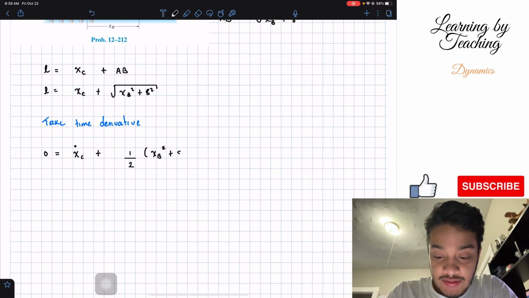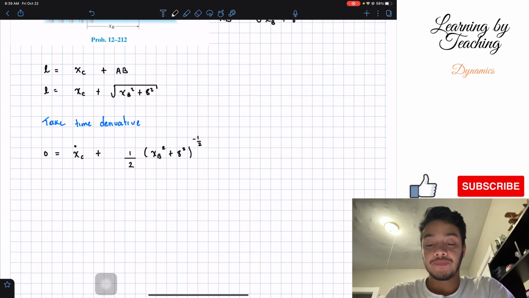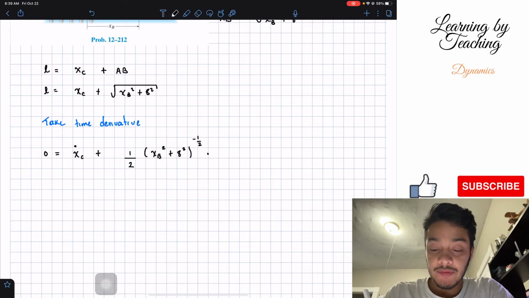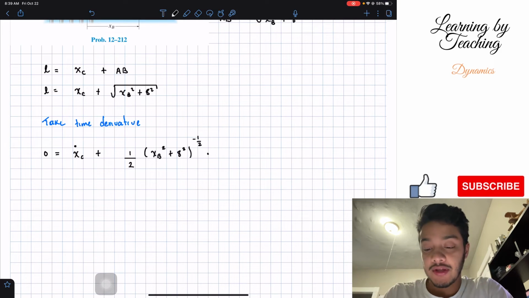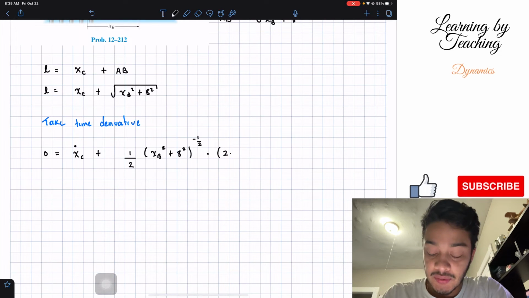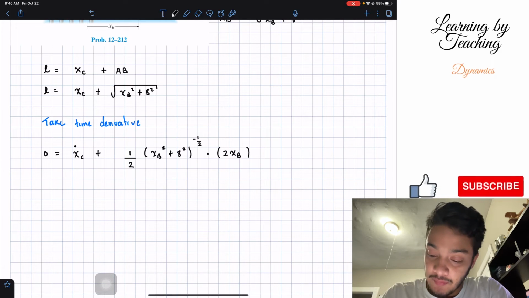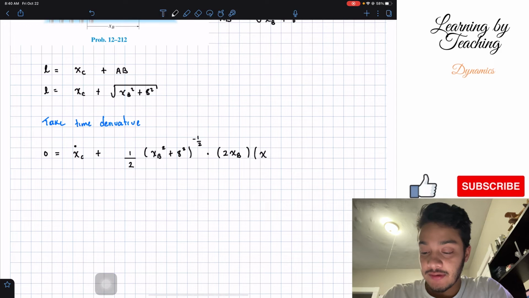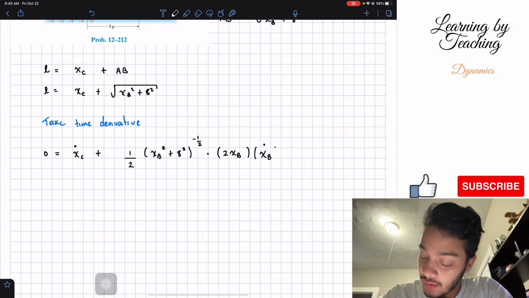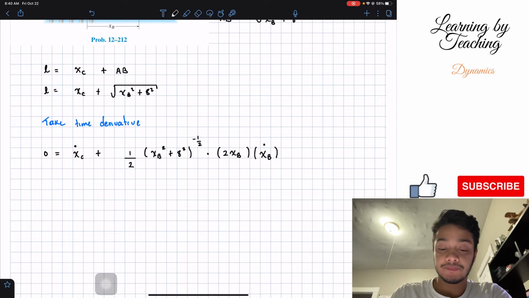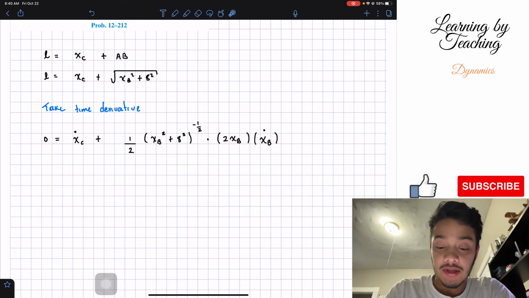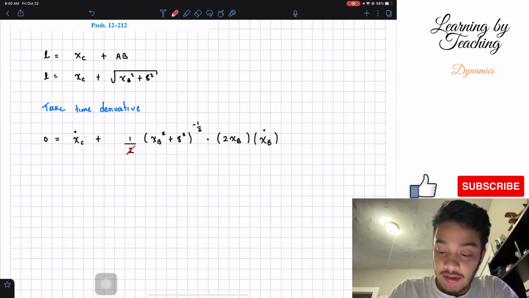we keep everything inside the parentheses the same, however we subtract 1 from the power. Then we multiply by the derivative of the inside, which is going to be 2 XB, and we multiply by the derivative of XB. All of this is just us doing the chain rule. Now, as we can see, we can cancel this 2 with that 2.